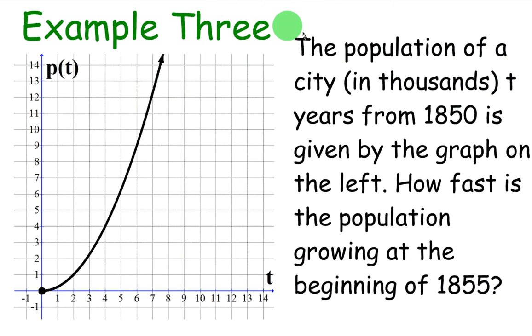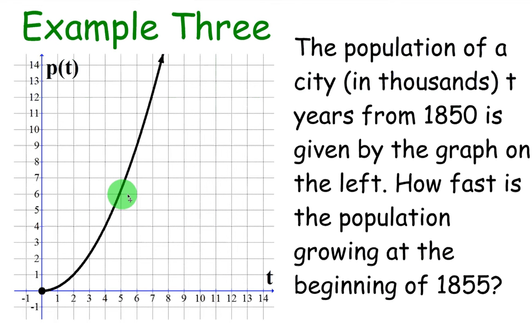We're going to be going back to our population example, but we're going to do instantaneous rate of change this time. Remember, T is years after 1850, and this represents thousands of people at that particular time. So it's the same problem as average rate of change, example 3. What we're focused on now is how fast is the population growing at the beginning of 1855.